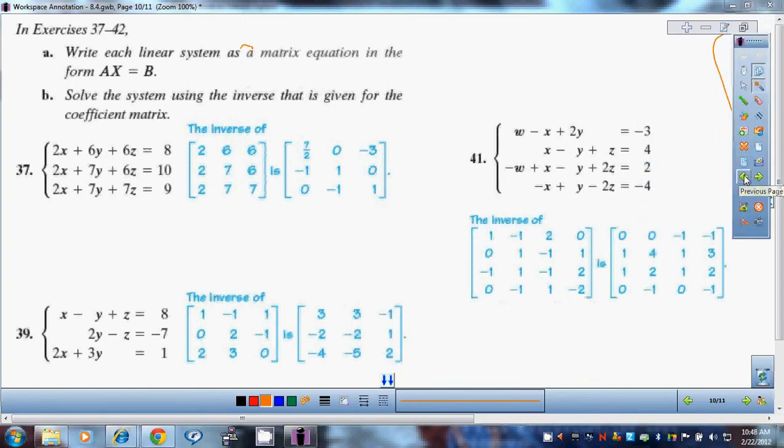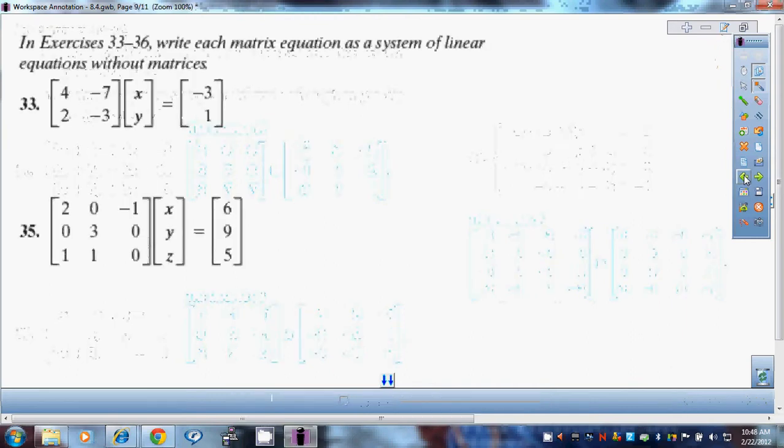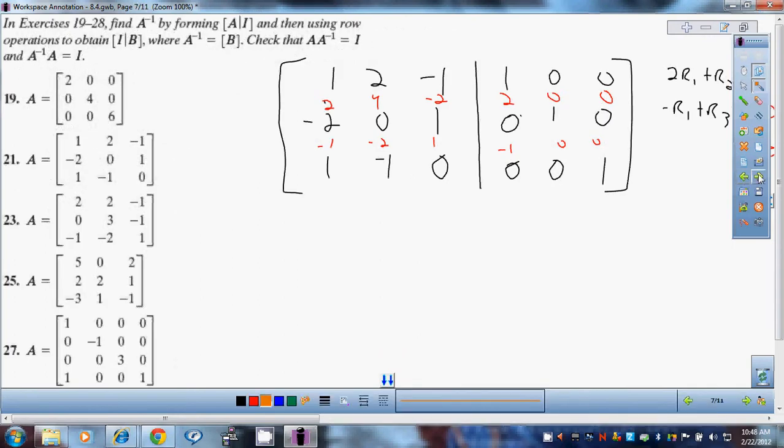Okay. No, that was the old method. This method, you leave it out until the end. Yeah. All right, we're pretty much done. Only thing we have left to do.